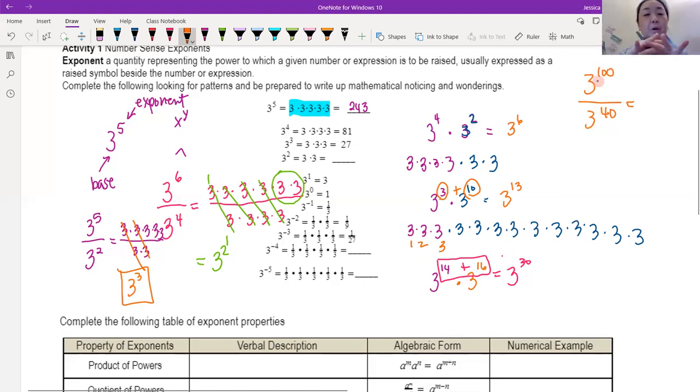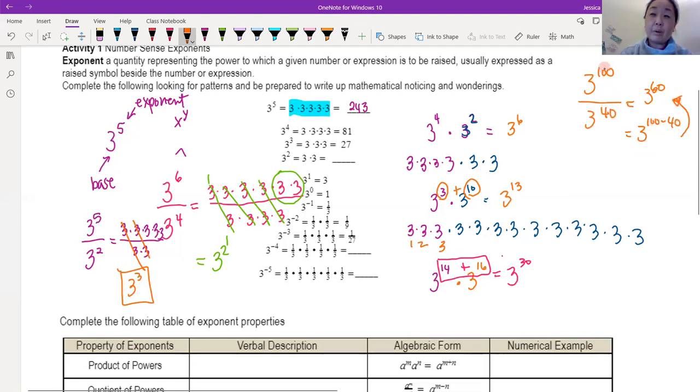So if you imagine in your brain, we wrote out all 100 3s on top and 40 3s on the bottom. How many get canceled out? We can cancel out 40 of them. That's the max, because then we run out of 3s. So how many 3s do we have left? 60 of them. And if you saw the shortcut, it's basically 100 minus 40. So we could have just written 3 to the 100 minus 40, which would give us that answer.